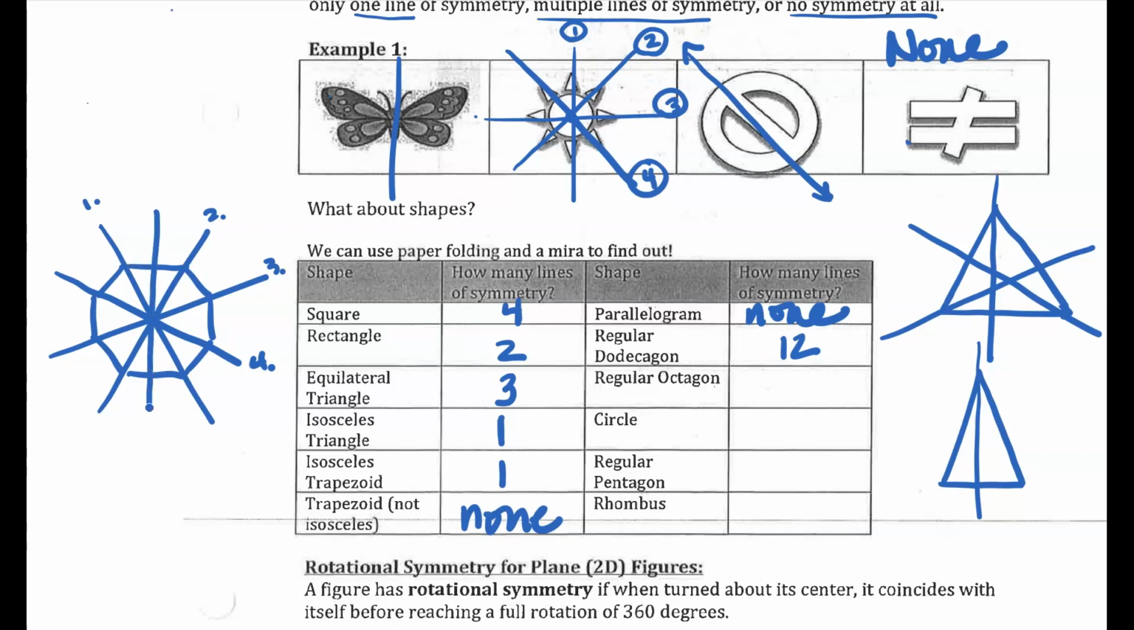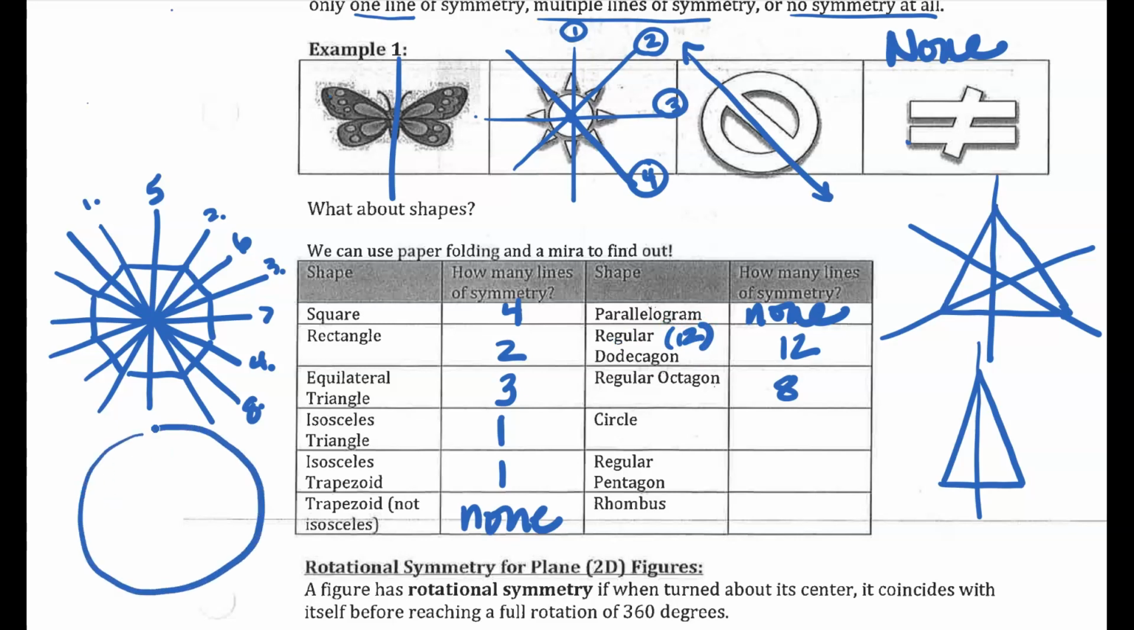So 5, 6, 7, 8. So there's 8, and I'm just going to write, you might want to write 12 here, 12-sided figure for dodec again. And then a circle, if you think about a perfect circle, that's not a perfect circle, but imagine it is.